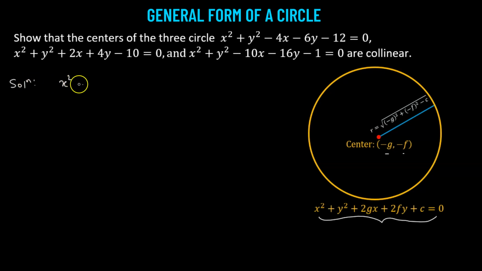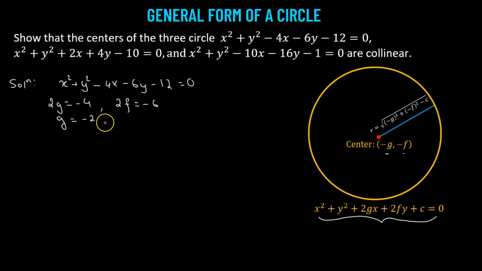So we have x squared plus y squared minus 4x minus 6y minus 12 equals 0. If we compare this with our general equation, then we get 2g equals negative 4 and 2f equals negative 6. So g comes out to be negative 2 and f comes out to be negative 3. Now the center, let's denote it by C1. Since the center is given by negative g, negative f, and g is negative 2, negative g will become positive 2. Similarly, negative f will be 3. So we have obtained the center of the circle. Now we're going to label this as number 1.